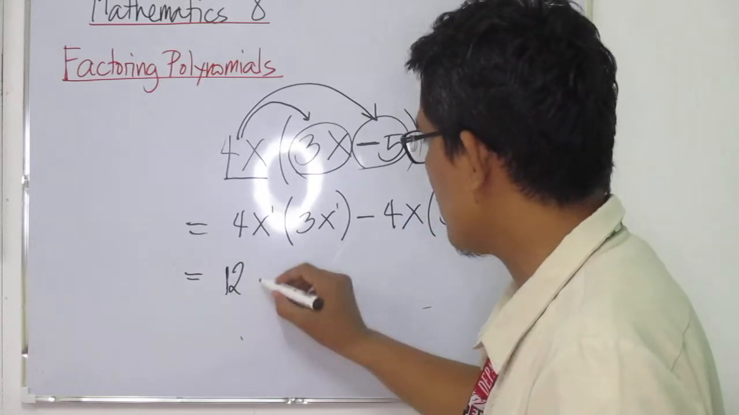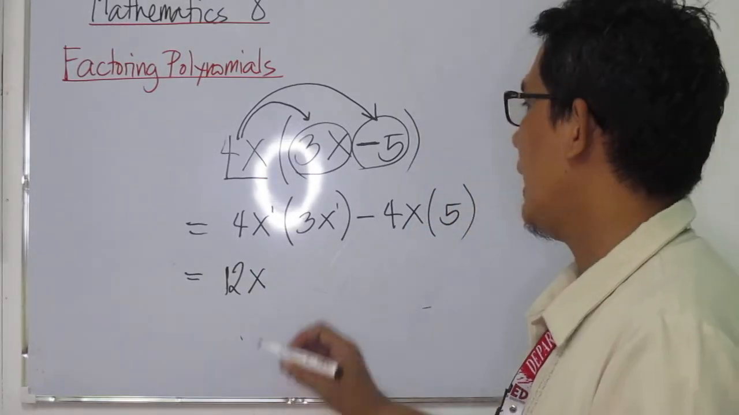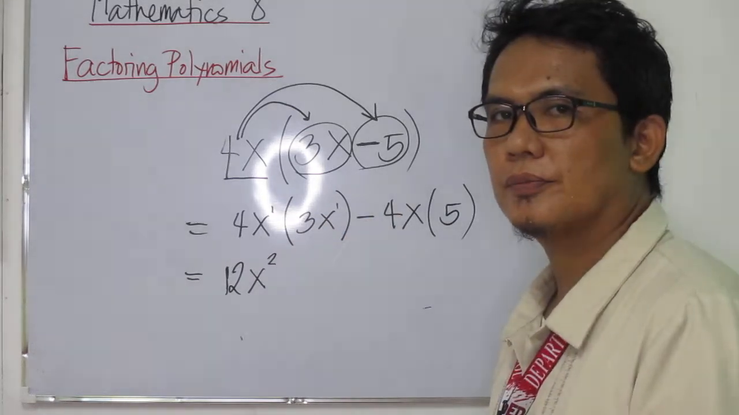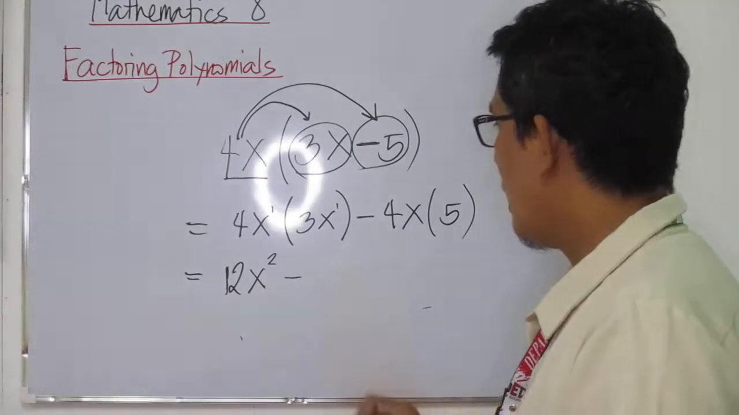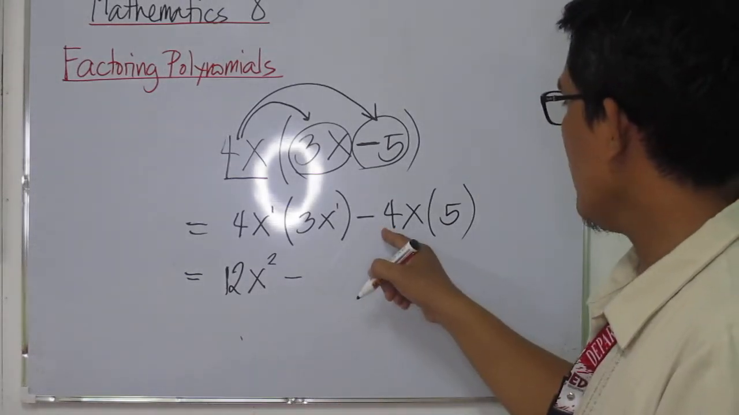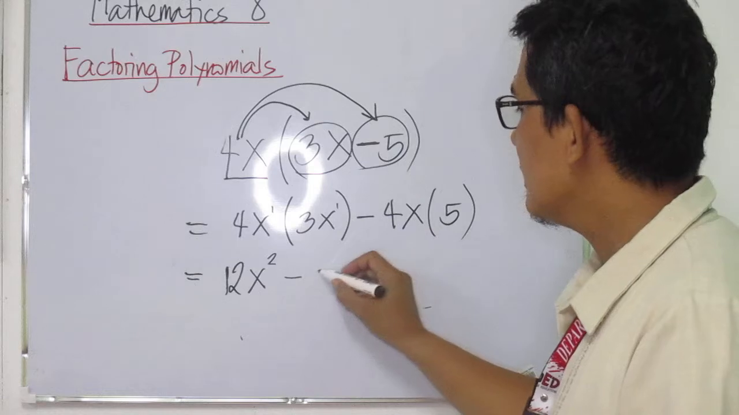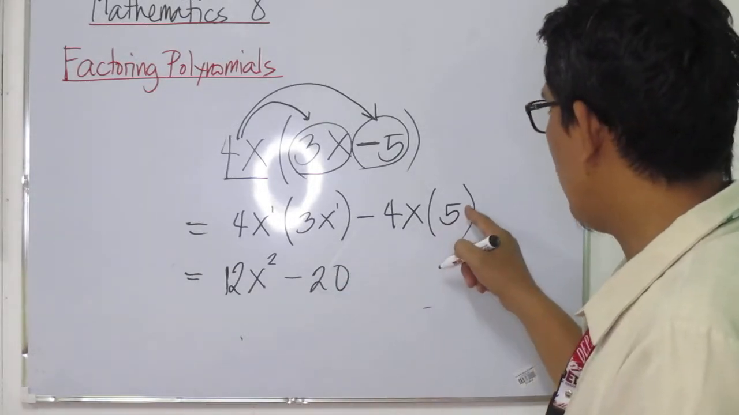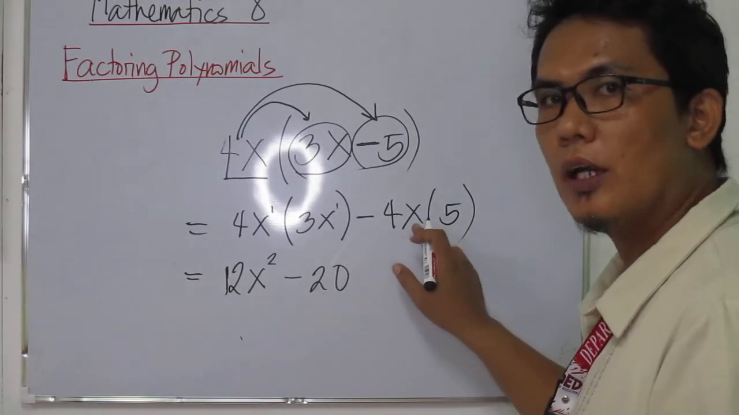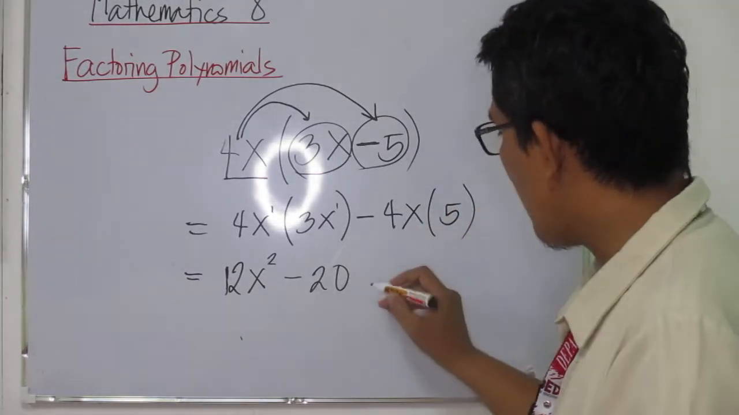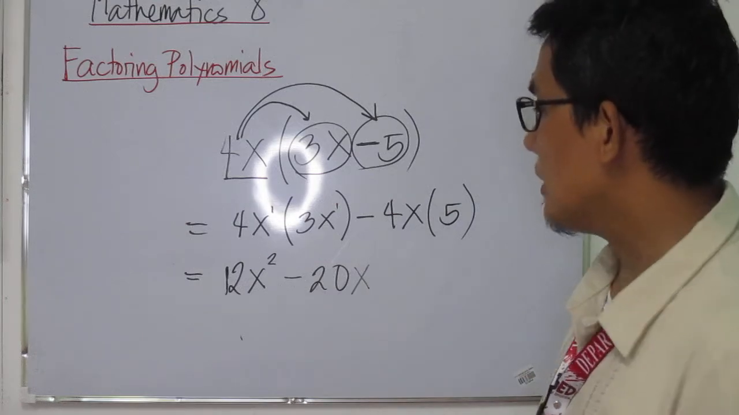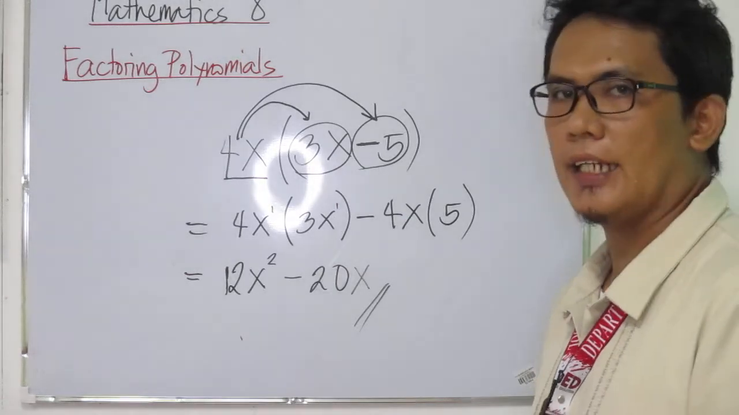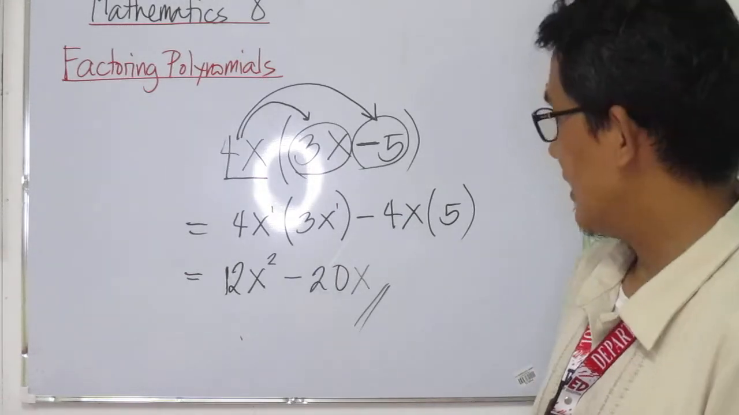Therefore, we just copy the x, and add 1 plus 1, and that now becomes 2. Okay? Then we copy our subtraction. Then we multiply 4 times 5, which is 20. Okay? 4 times 5 is 20. Since we don't have a variable here, what we're going to do is just copy our variable x. Thus, our answer is 12x squared minus 20x. Okay? Follow?